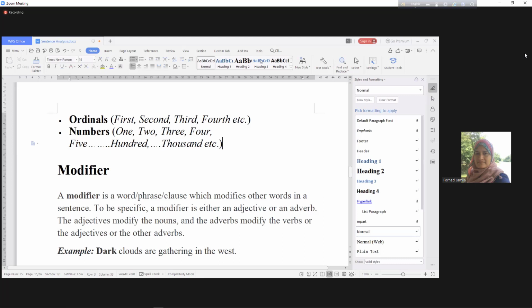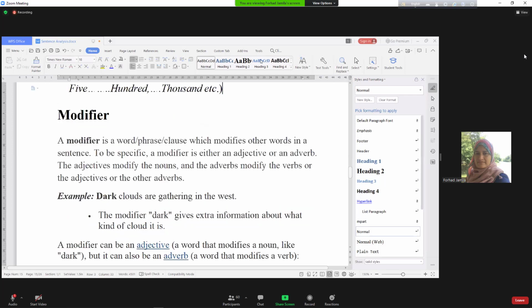Okay, first let's see what do we mean by modifier. Okay, a modifier is a word. It can be a single word, it can be a phrase. I think now you know the examples. You can use a single word. He is poor. Poor is a single word. It can be a phrase. He is a man of wealth. Okay, of wealth can be a phrase.